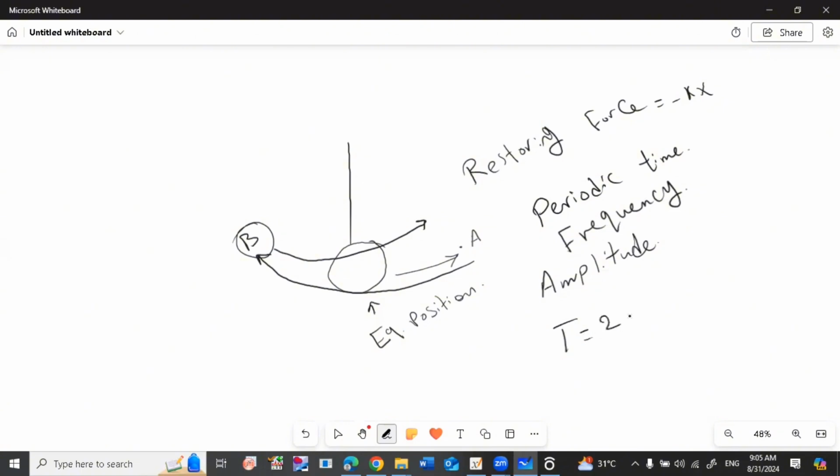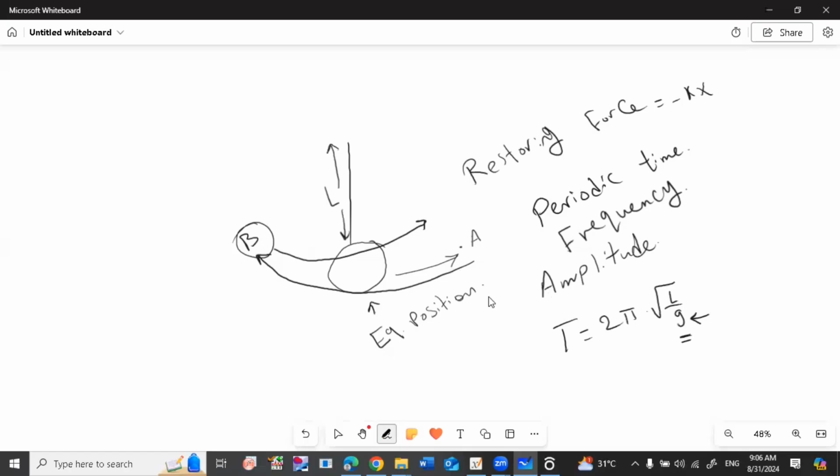T equals 2 pi root of L over g. We need to determine g, which is known as the acceleration due to gravity. L is this length, which is known as the length of the string. And 2 pi is a constant, T is the periodic time.